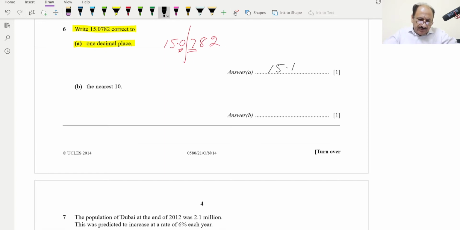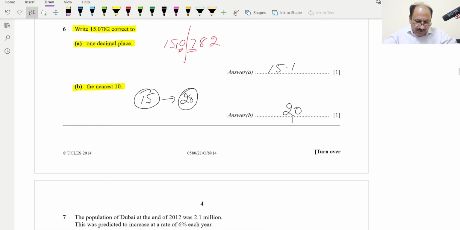This will be our final answer. Then the nearest 10 will be what? This is 15, so 15 is rounded to 20, so rounded up. 15 or more than 15 will be rounded up, and lesser than 15 will be rounded down, so the answer will be 20, which we are done with.